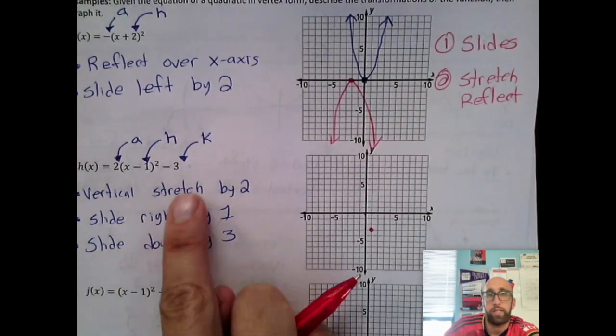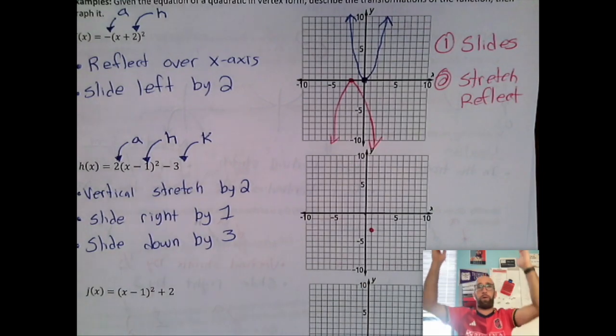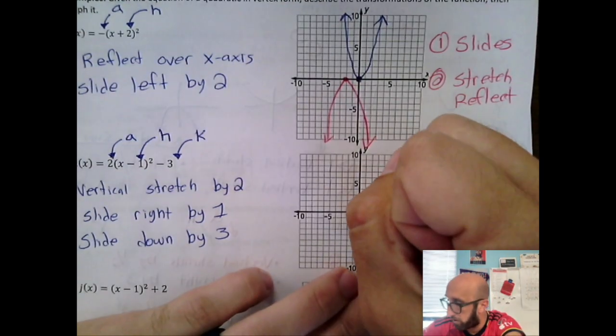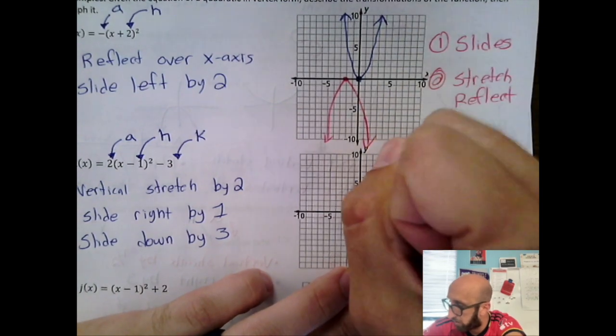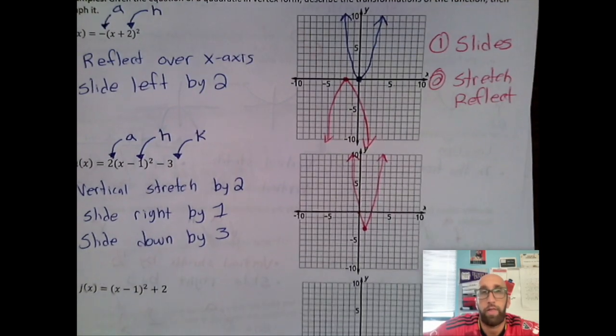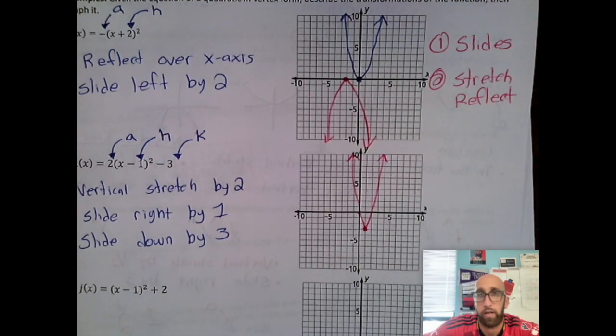And what I need to do is a vertical stretch by 2. And what we remember is it's going to take your parabola and just stretch it up a little bit more. So just a stretched parabola, a little bit taller and skinnier. That is my graph. Okay.